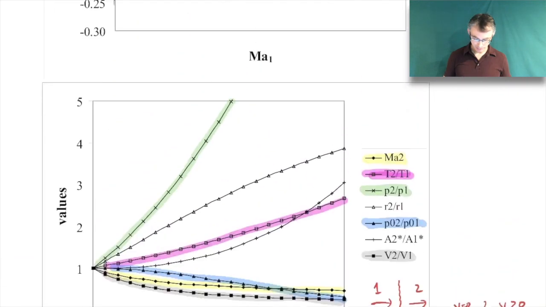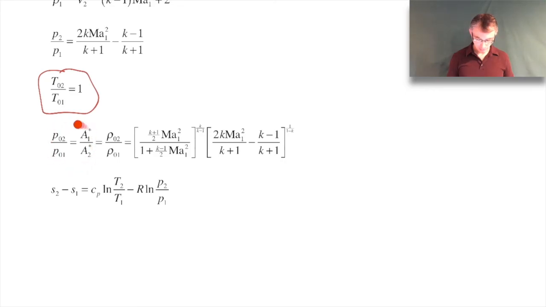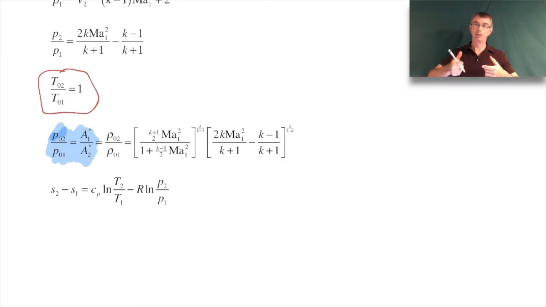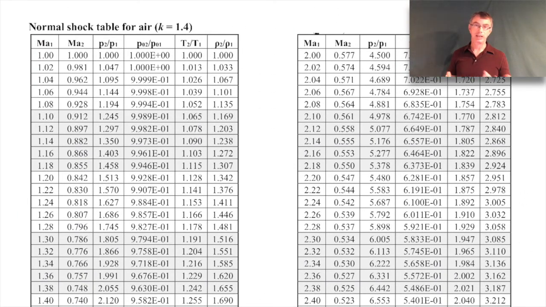The reason for that is that the sonic area ratio, let me go back up here, is directly related to the stagnation pressure ratio. You can see that highlighted right there. If you have the stagnation pressure ratio P02 over P01, you just flip it upside down and you get A star 2 over A star 1. That's also related to the stagnation density ratio. So it's just convenient to have these tables here rather than having to do all the calculations.